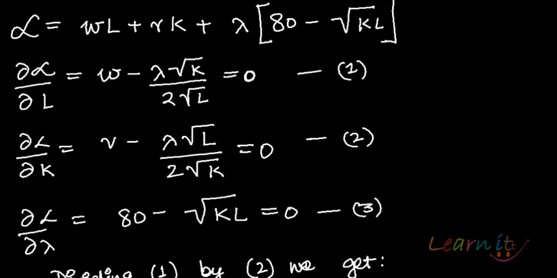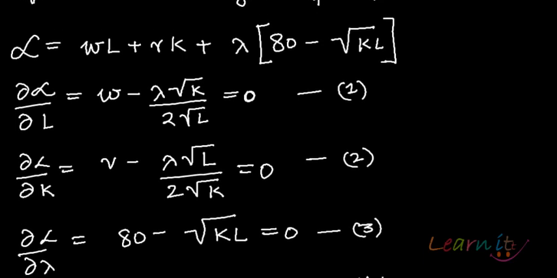So how many partial derivatives have you found here? Three. One for each variable, or one for each endogenous variable. Both of these are endogenous variables. They are determined within the system. And one for the constraint.